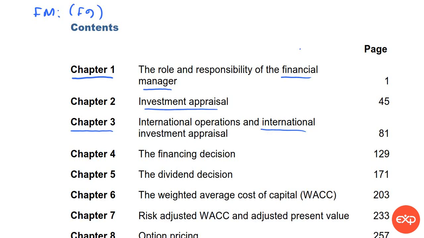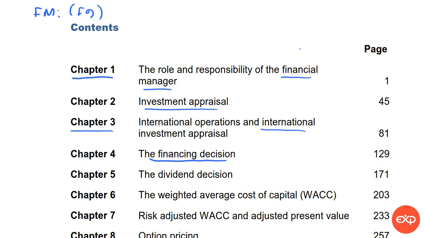Chapter 4, the financing decision. Well, that really deals with the cost of capital, and we'll look at theories about how the cost of capital varies as gearing increases. We're going to look at, in particular, a theory called Modigliani and Miller. In addition, we're going to look at different sources of financing. Again, some of these were covered in paper FM, but we will be building on that knowledge there.